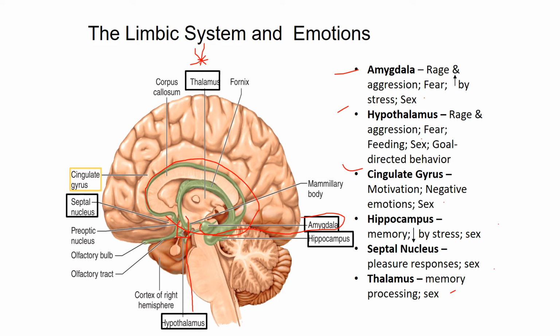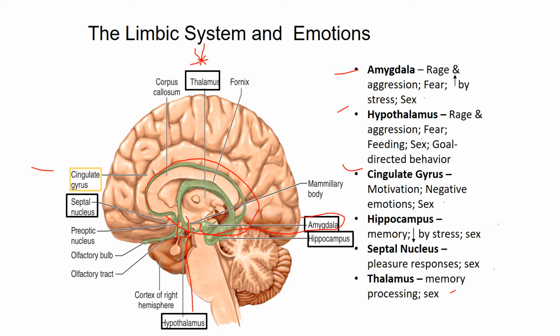All right, then the cingulate gyrus here. This is involved in motivation and negative emotion, as well as sex. I have it outlined here in this yellow box instead of black because it's not actually connected with the limbic system. Rather, it is part of the cerebral cortex.